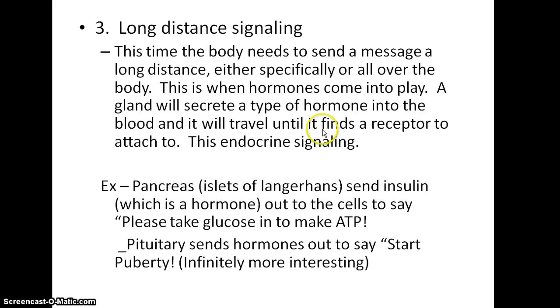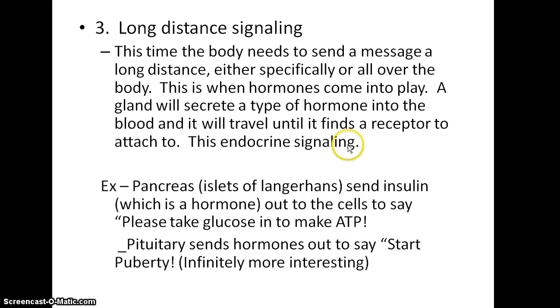The last one is long distance signaling. This makes sense to most of you all. This sounds more like what you're probably thinking about. You have to send a message either a long distance to a specific organ or all over the body, and that's what we call hormones. A gland will secrete a type of hormone into the blood, and it will travel until it finds a receptor to attach to. Now this one is called endocrine signaling, not like paracrine signaling. Paracrine, short distances; endocrine, long distances.